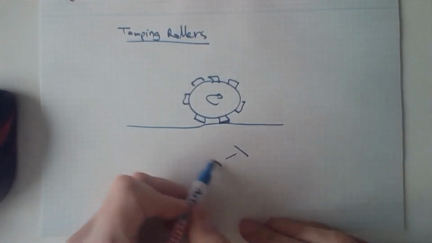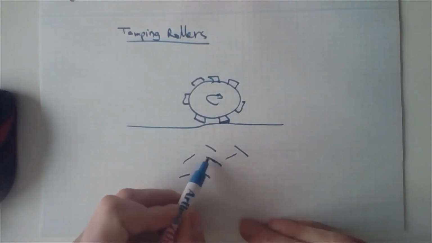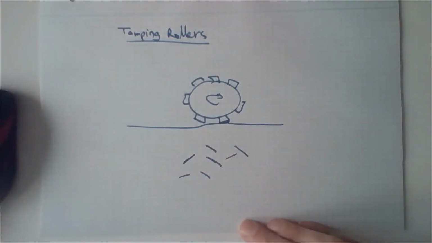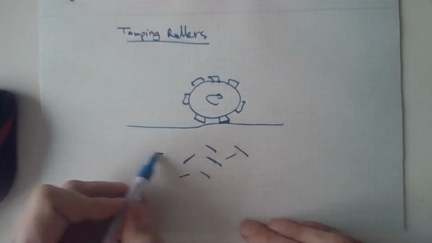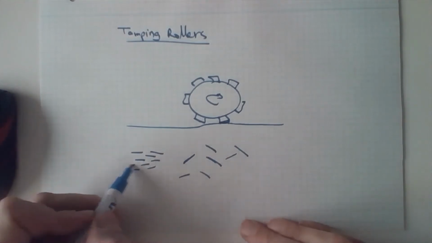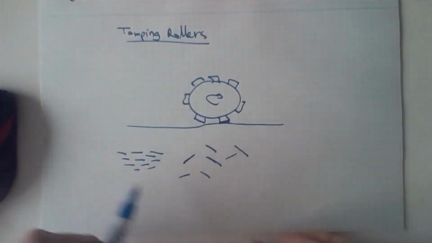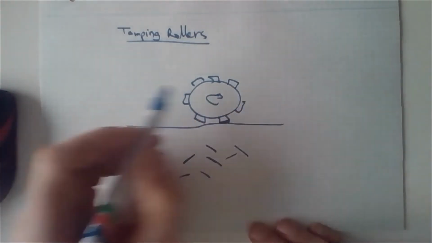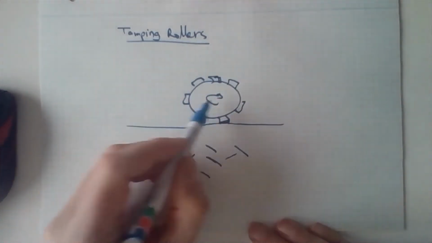If we look through the microscope at clay soils, they are composed of very thin plates, maybe a micrometer in thickness, maybe less, and a few micrometers in length. After compaction, these layers, these clay particles, turn out to be a bit more parallel in structure. The correct term for these rollers is tamping rollers.